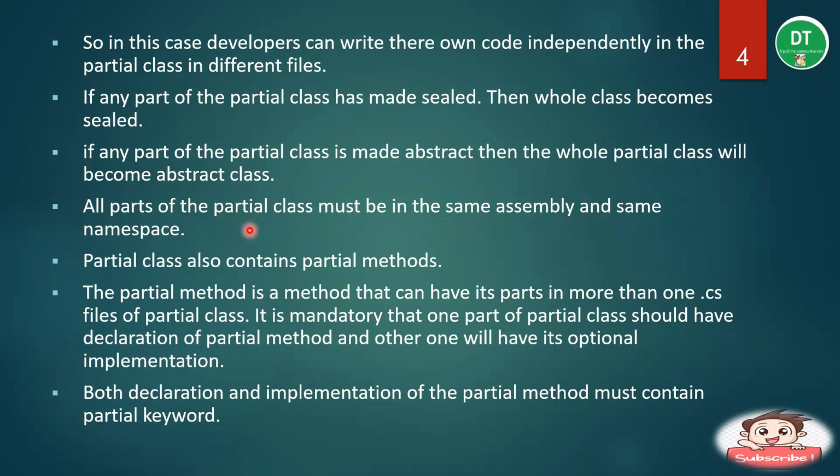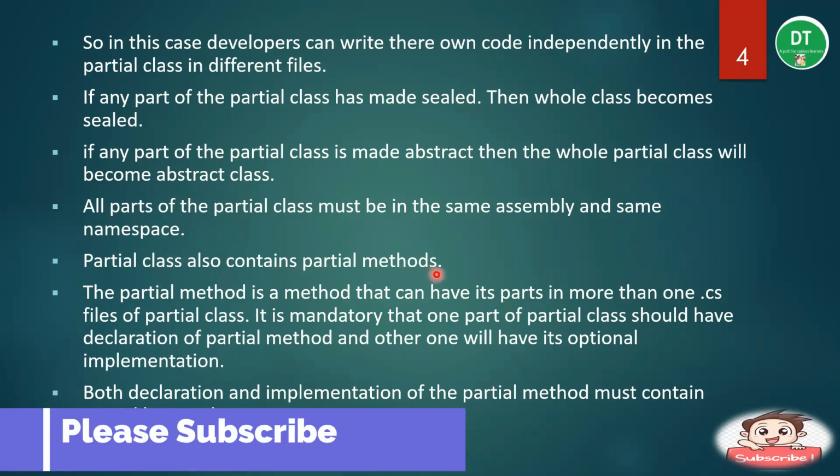Suppose I have a namespace A. It is mandatory that if I am creating any partial class, all the parts, meaning the .cs files in which we are writing, should be in the same namespace, and the class also should be in the same namespace. Partial class can also contain a partial method.